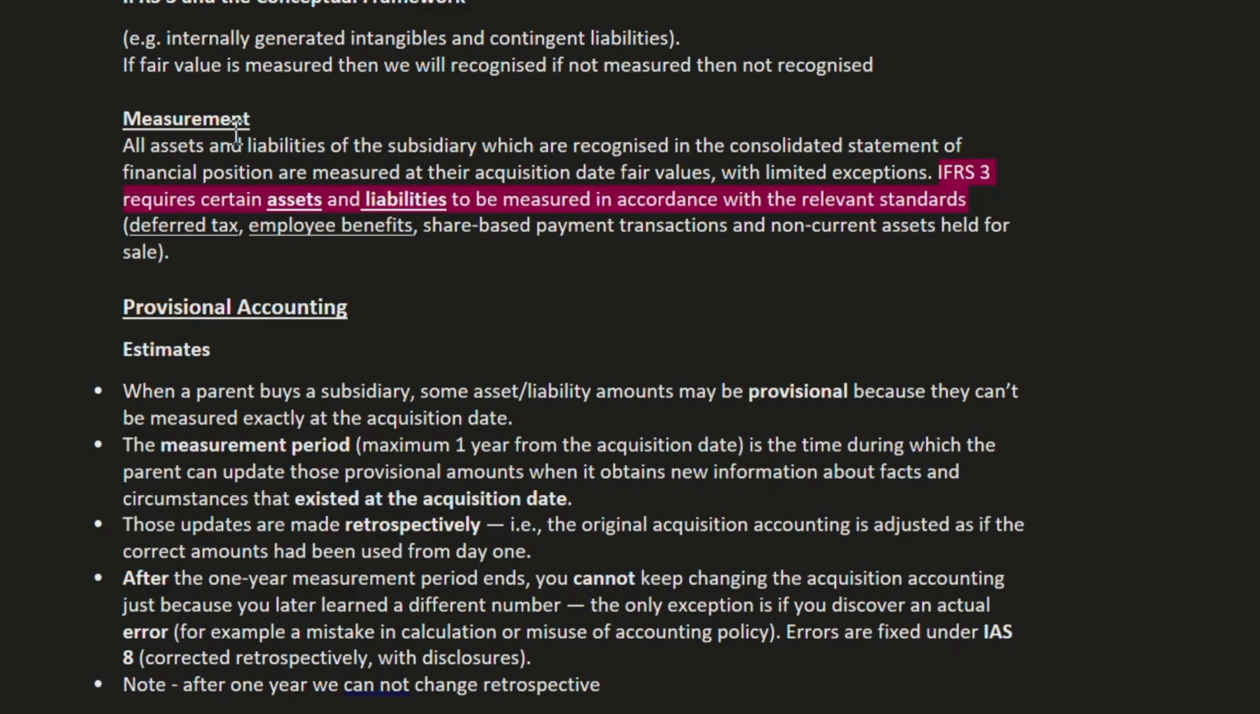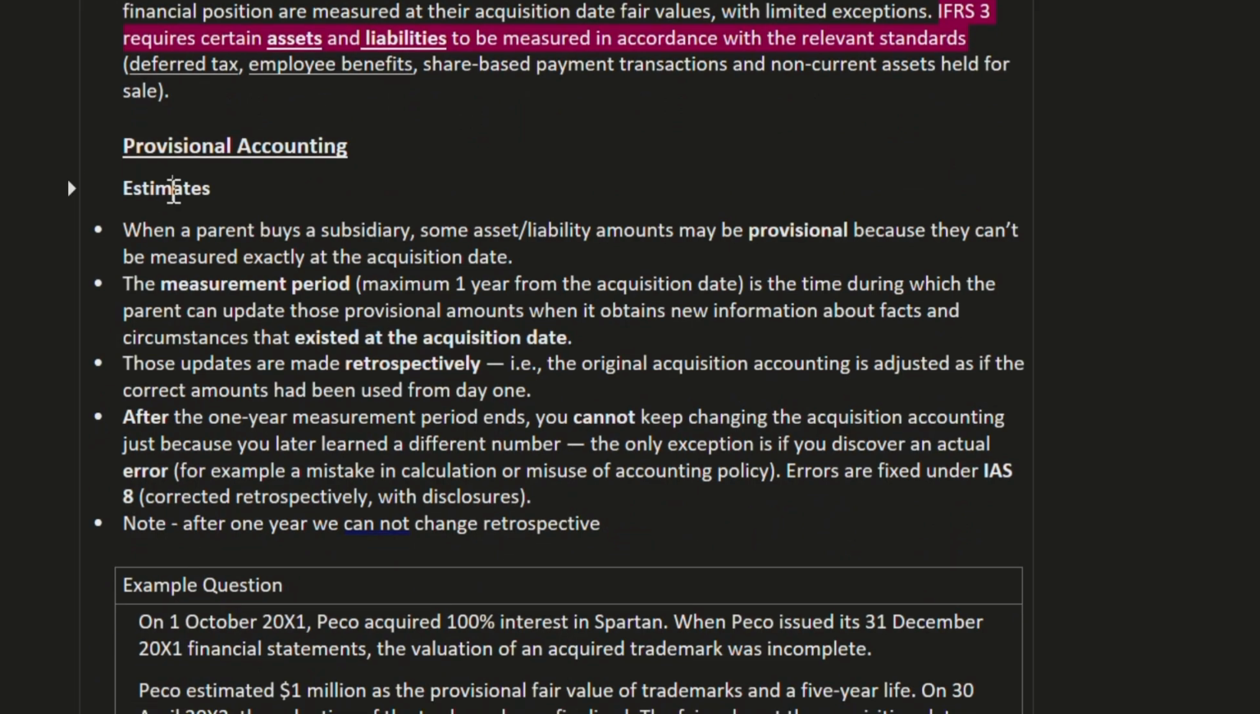Measurement. All assets and liabilities of the subsidiary which are recognized in the consolidated statement of financial position are measured at their acquisition date fair value, with limited exceptions. IFRS 3 requires certain assets and liabilities to be measured in accordance with their relevant standards, such as deferred tax, employee benefit, share-based payment transaction, and non-current asset held for sale. So we will apply separate standards for this.